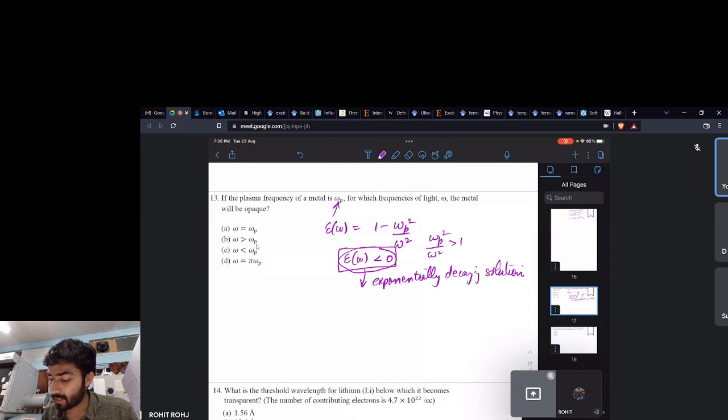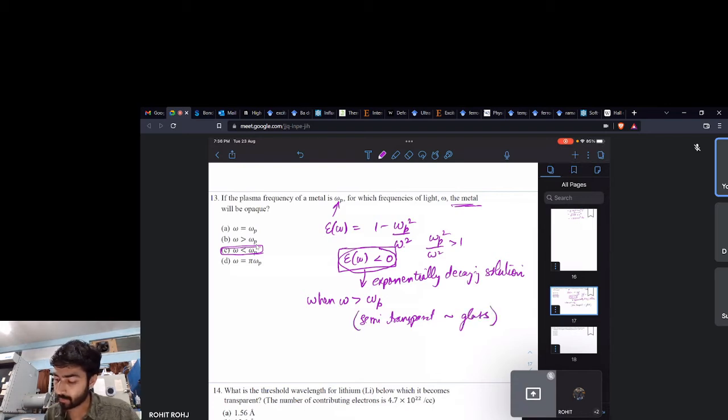An exponentially decaying solution inside a material means that the wave is not going to penetrate it, and therefore the metal will be opaque. This condition is only satisfied when omega is less than omega p, and when omega becomes greater than omega p, the material becomes semi-transparent or behaves as glass. So these are the two things.